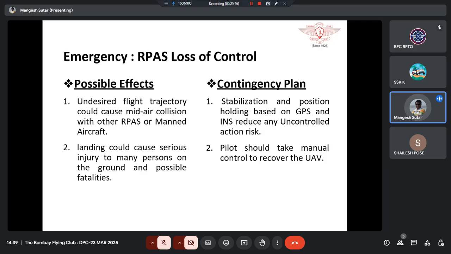But if you are powering the drone at one location and launching from the same location, your RTH and RTL will remain the same.